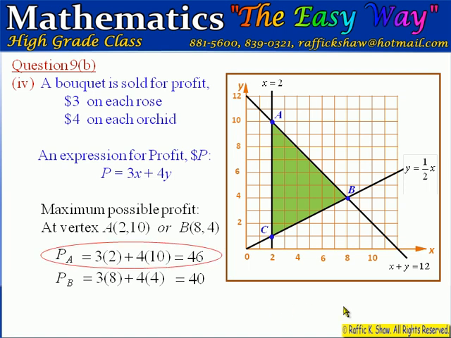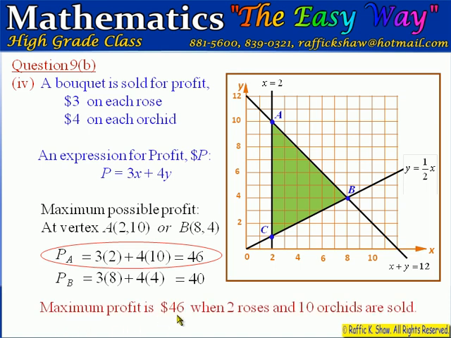And since we have found our maximum profit at A, which is 46, we can write our solution line, and this is it. The maximum profit is $46 when 2 roses and 10 orchids are sold, because at the point A we're having 2 roses and 10 orchids. That's it. Our maximum profit is $46 when 2 roses and 10 orchids are sold. That's the answer for this question, and we'll do our next question, question 10, in our next video.